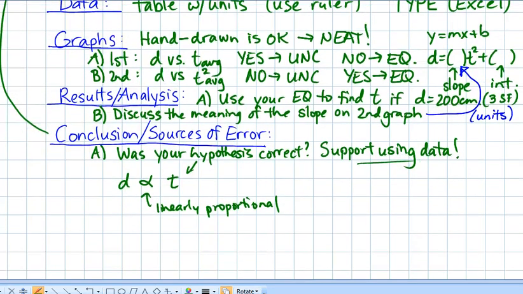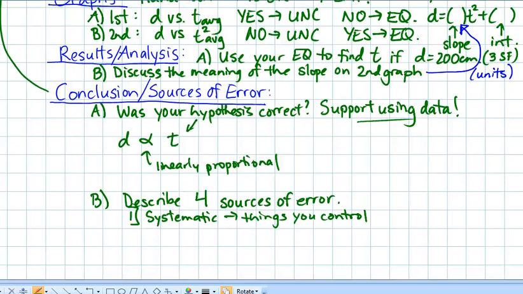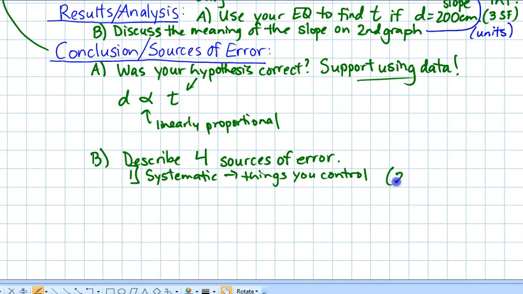That's the first thing. The second thing is you need to describe 4 different sources of error. And this falls into 2 categories. Okay? The first category is what we call systematic. So these are things that you control. For example, if you came in one day and you didn't check the angle of your ramp, that's something that you messed up on. So try to write at least 2 of those systematic errors.